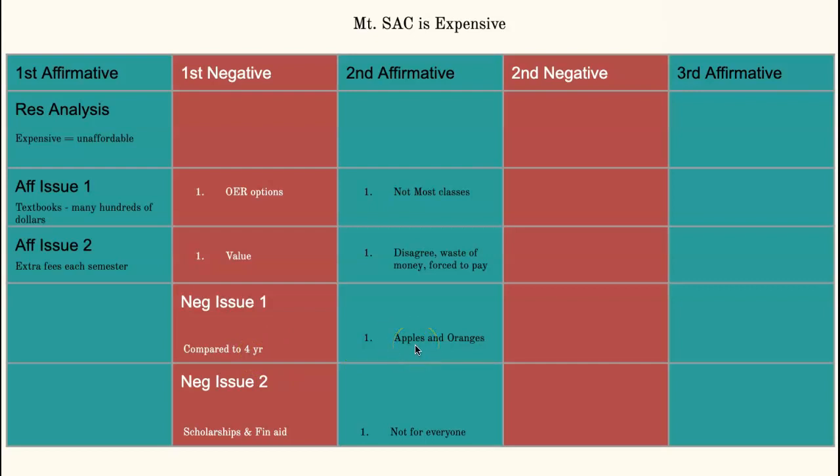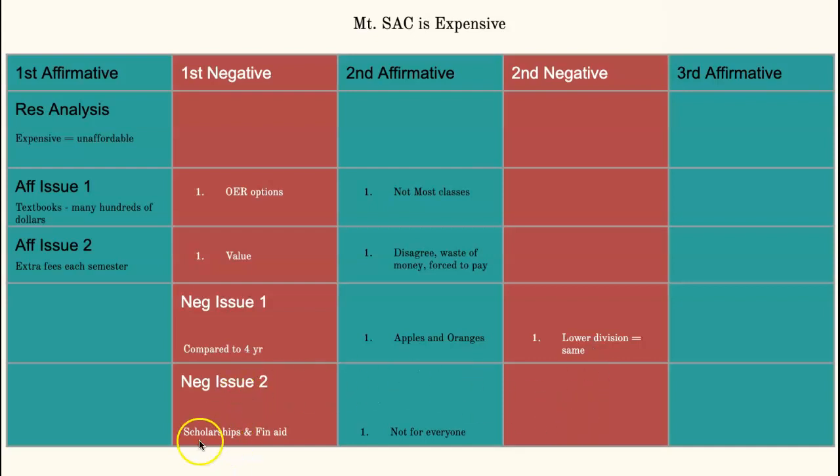We can't compare the 2 things. But I say it's lower division classes, so it's the same thing. If you take public speaking at Mount SAC or you take public speaking at Cal State Fullerton, you're getting the exact same class. You're just paying much less money. So it is the same thing. It's apples to apples. Therefore, Mount SAC is not expensive.